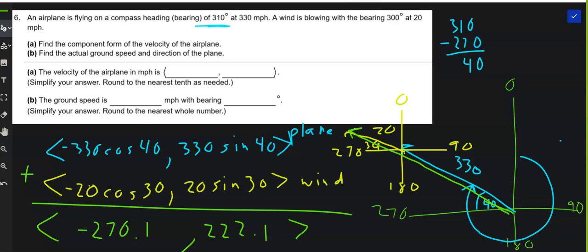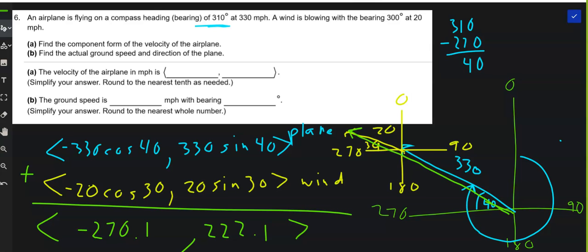222.1. Did I type that right? 330 sine 40 plus 20 sine 30. Did somebody double check me on that to make sure my numbers were correct? You got slightly different ones? I need to double check that to make sure. You got the same thing? Okay. Make sure your calculator's in the right mode, for one. Just double check. Be very careful as you type it in. I worried about the x's first and then the y's second. If I need to come over and take a look at it, I will.